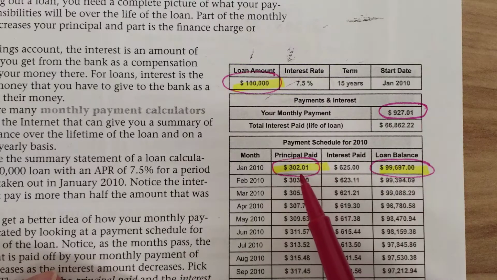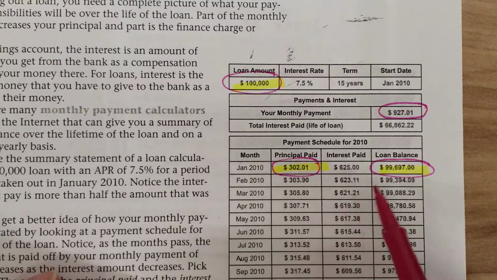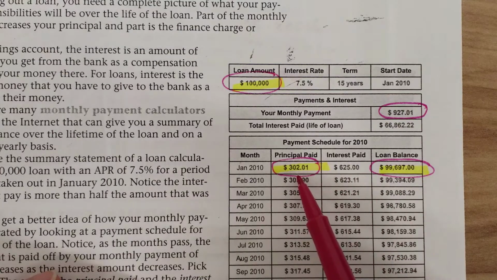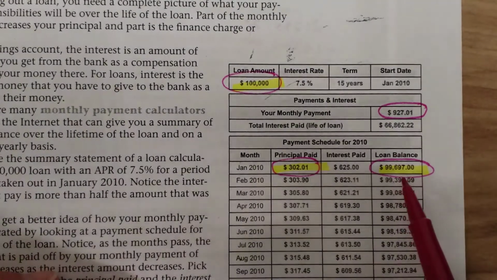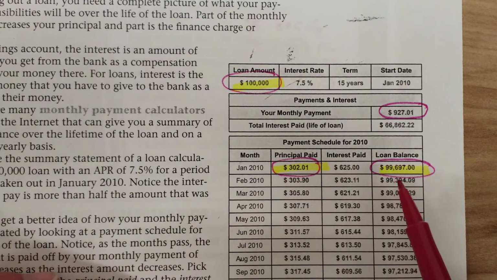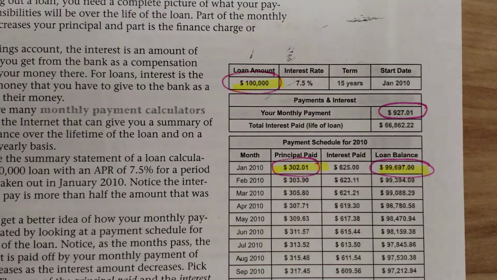Well, if you take this principal paid and the loan balance and add those together, that would give you the loan amount, and I think that would work for any month. But if you see the first two, 302.01 and 99,697, actually add up to be $100,000 and 1 penny, but for rounding, that's where we're at there. So if you just add those two together, you would get the loan balance.